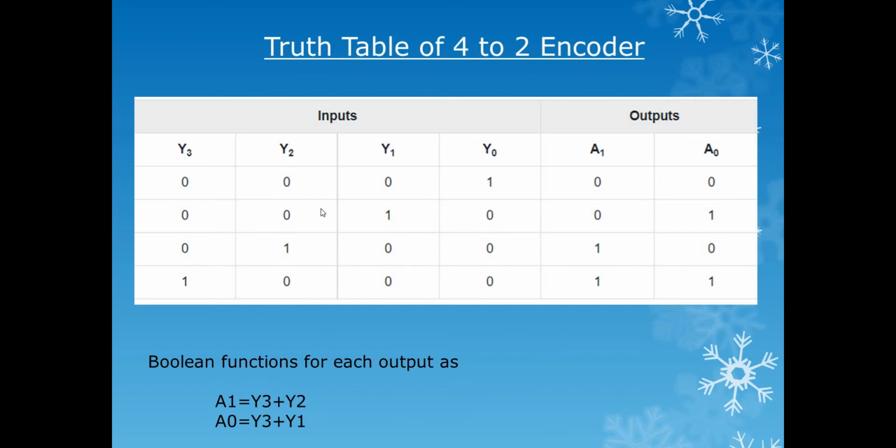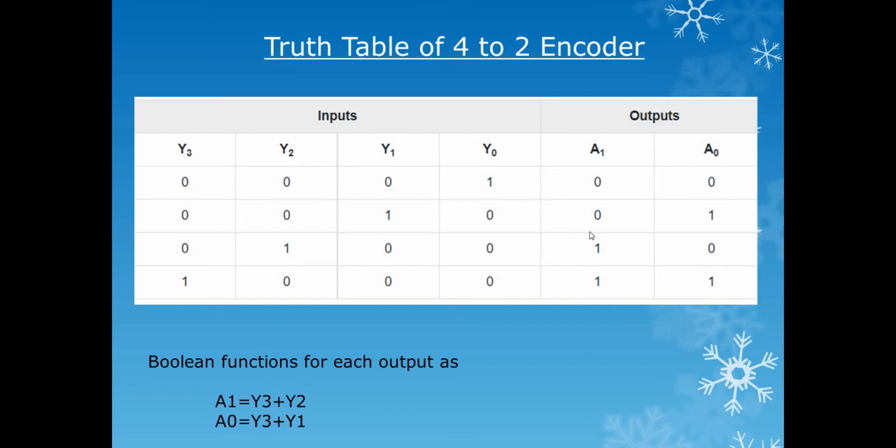Truth table of 4 to 2 encoder. Inputs are Y0, Y1, Y2, Y3. Outputs A1, A0. When the input Y0 equals 1, both the outputs are 0. When Y1 equals 1, the output A0 equals 1. When the Y2 input is 1, the output A1 will be 1. When Y3 equals 1, the outputs A1 and A0 are 1.